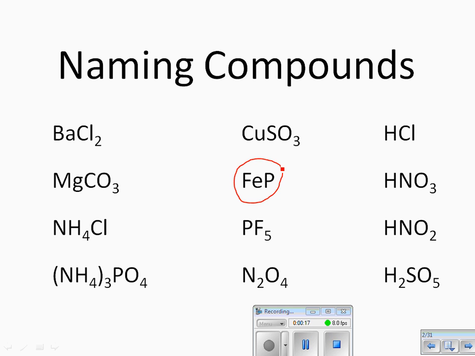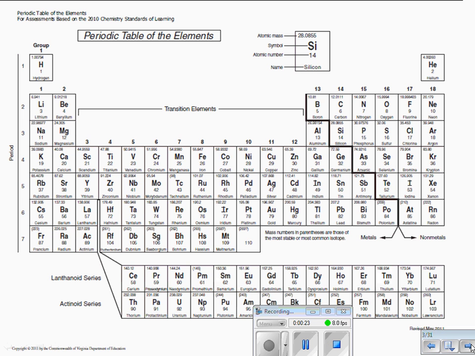And we start the way we did with all the others by taking a look at that first element and finding it on our periodic table. So if we look on our periodic table, we're going to find Fe. And if we look, it is right here. It is element number 26, iron. And it is one of our transition elements. It's to the left of our stair step. So we know that it is a metal.